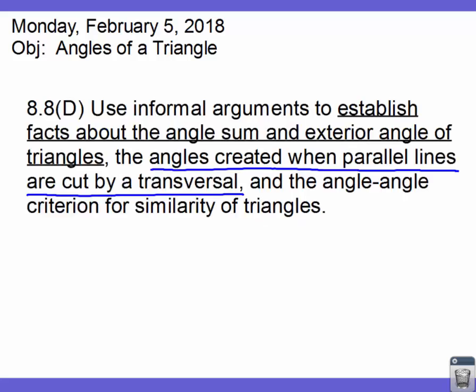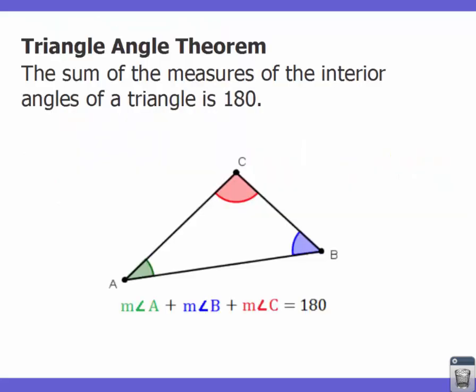Well, in this lesson, I want to focus on the established facts about the angle sum and exterior angles of a triangle. So we're going to start back in fifth grade. Back in fifth grade, we started learning about the angles of a triangle and how they all go together. So let's look at the triangle angle theorem. This says the sum of the measures of the interior angles of a triangle is 180 degrees. So if I take the three angles of a triangle, they will always add up to 180 degrees. This is a skill that you learned in fifth grade.